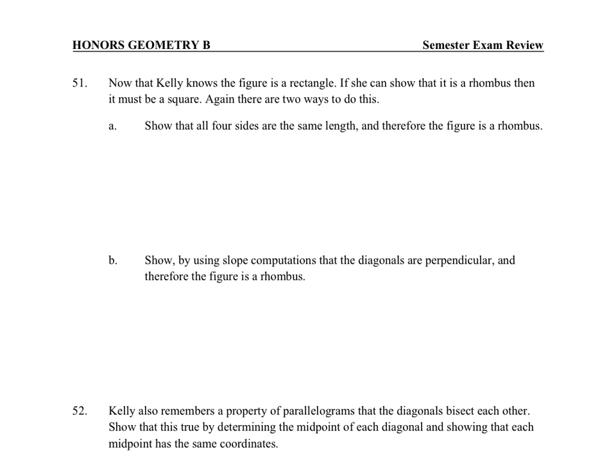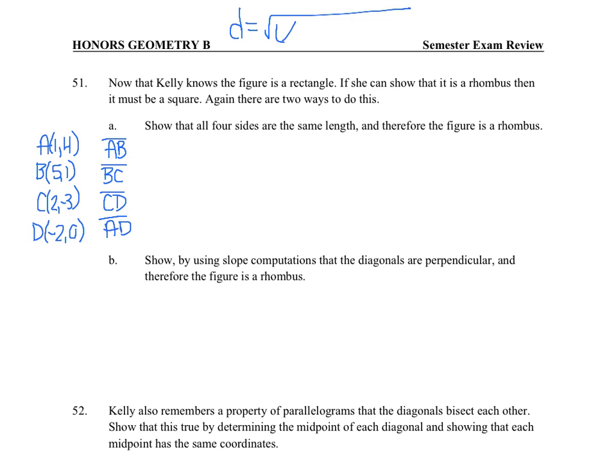Since the coordinates are on another page, I'm going to write them out again. We have A, which is (1, 4), B, which is (5, 1), C, which is (2, negative 3), and D, which is (negative 2, 0). So we need to find the length of AB, BC, CD, and AD. And if they're all equal to the same length, then the figure is a rhombus. So remember, the distance formula is the square root of (x2 minus x1) squared plus (y2 minus y1) squared.